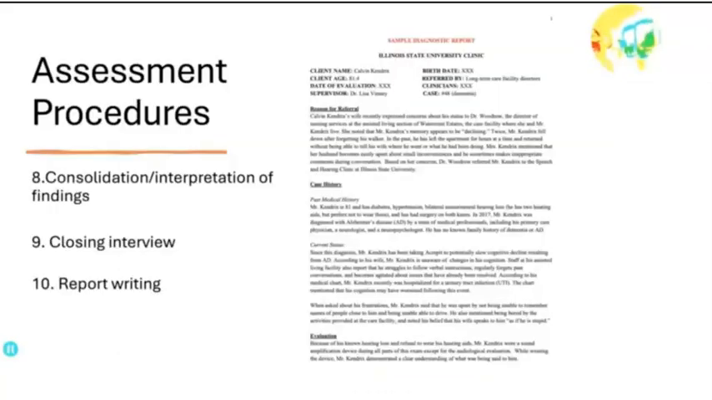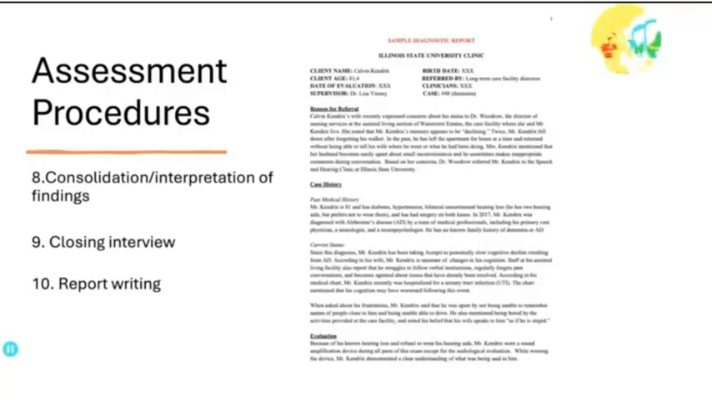So again, we may have some standardized assessment procedures. We may do some other kinds of testing that we'll talk about as we move into discussing other kinds of disorders, like actually instrumental testing to look at things like the voice box and swallowing.